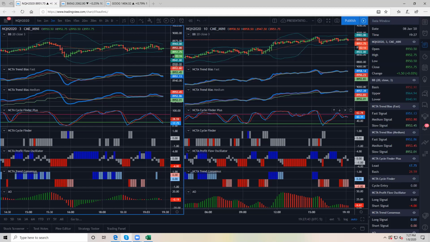Information is the key, right? There's a lot of emotions going around right now. There's a lot of news and financial media sound bites out there right now about what the market's going to do, and none of them relate to specific signals. So if I take a look at the Cycle Finder Plus, the profit flow oscillator, trend consensus, trend bias, I can get a sense in short term or long term, depending on what time period I'm looking at, as to where that underlying equity might be moving.